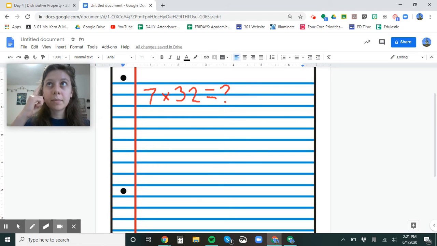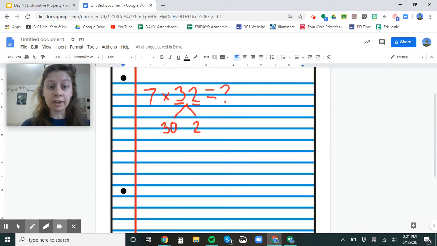Okay, so now I remember the first thing I need to do is decompose my larger number, because 32, I don't know my 32 facts. So I'm going to break this up into my tens. I have 3 tens, which equals 30, and my ones. A 2 in the ones place has a value of 2. So there we go, I've decomposed my larger number.